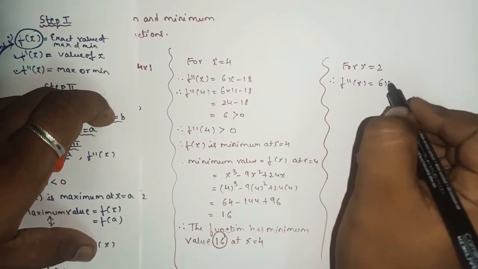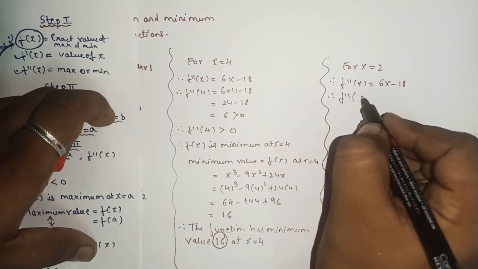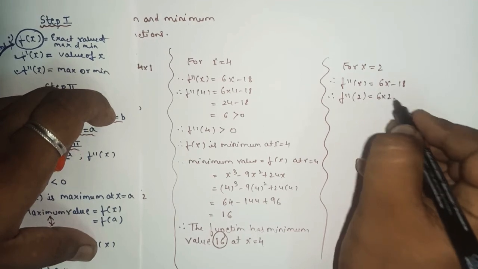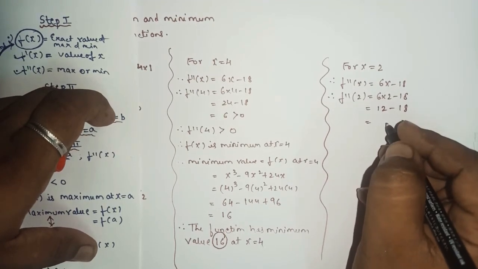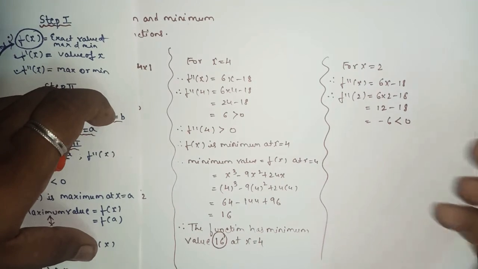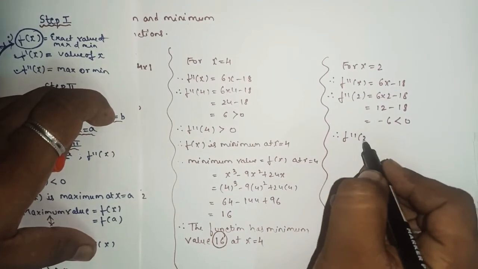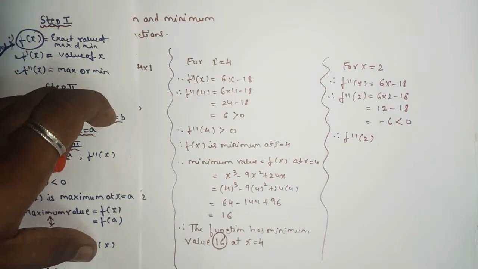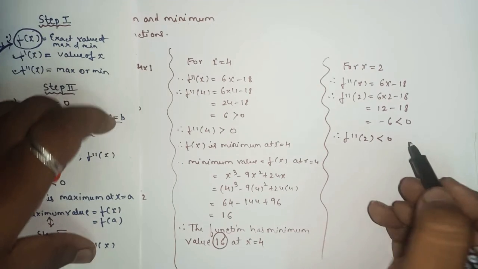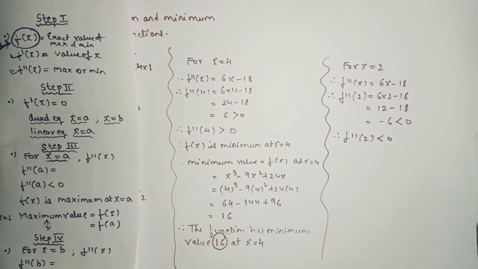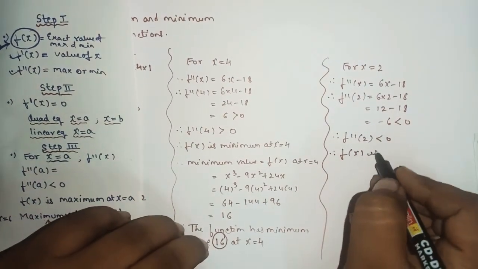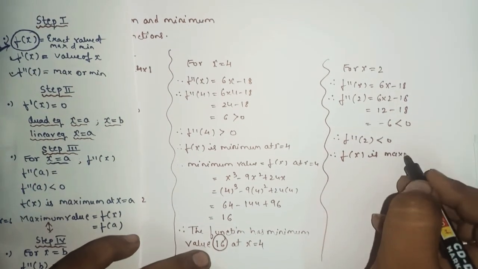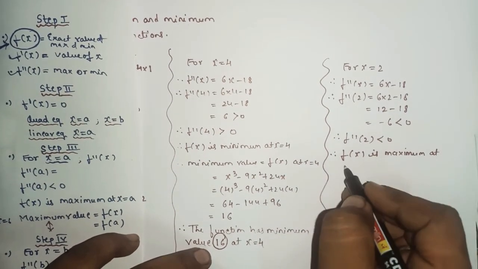The second derivative answer is 6x minus 18. Therefore for f double dash we replace the value of x by 2. So 6 into 2 minus 18, that is 12 minus 18. 12 minus 18 is minus 6, and minus 6 is a negative answer. Negative means it is less than 0. So the second derivative test answer is less than 0. If it is less than 0, that means the function is maximum. So here we'll write f of x is maximum at x equals 2.